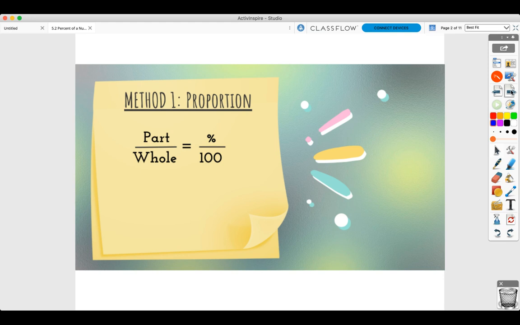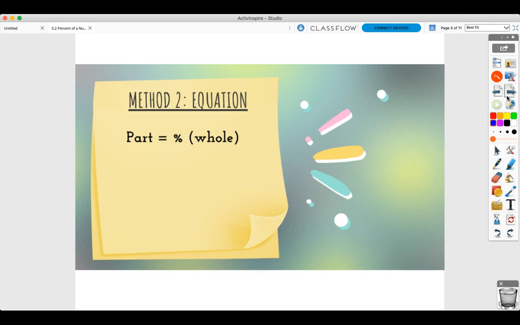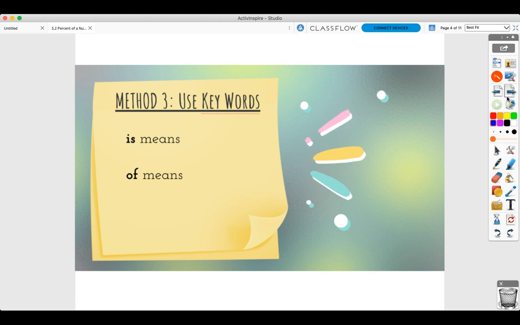So there are three methods, in my opinion. I kind of added a method 3. It's what I used growing up, so I'm adding it to this. Proportion is method 1, equation is method 2, and then using keywords is method 3.